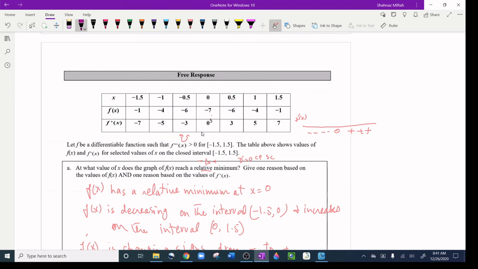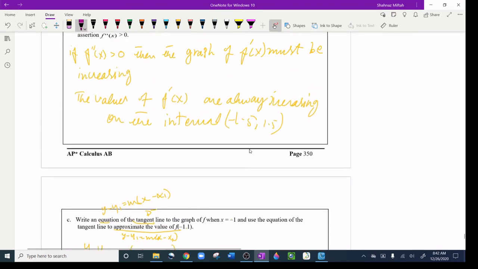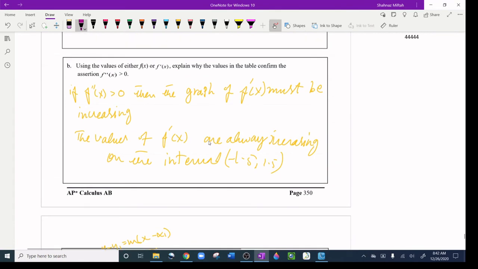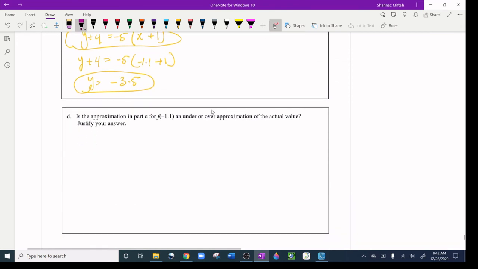On the interval negative 1.5 to 1.5, if it's concave up, and we already talked about it, that it's increasing and f double prime is greater than 0, so it means it's concave up. The approximation, it's concave up, so a concave up means it's an under approximation.